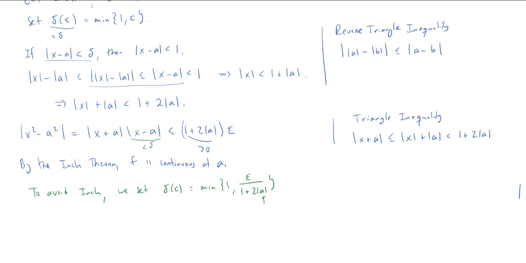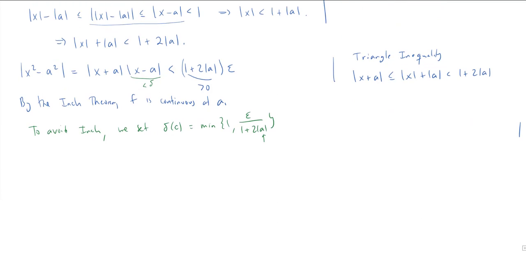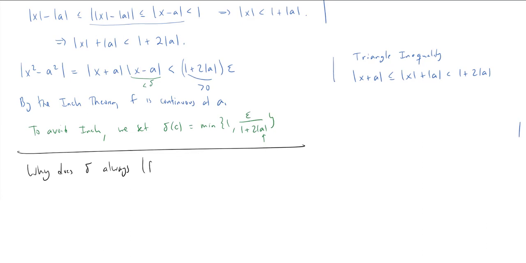Okay, well, maybe this was just a bad choice. Okay, maybe there was another way of choosing our delta so that we could have gotten rid of this a. So let's see why. All right, so why does delta always, right, this is for f of x equals x squared, have to depend on a?